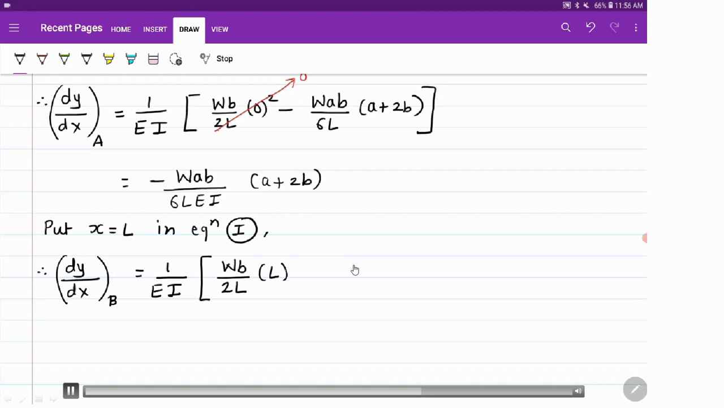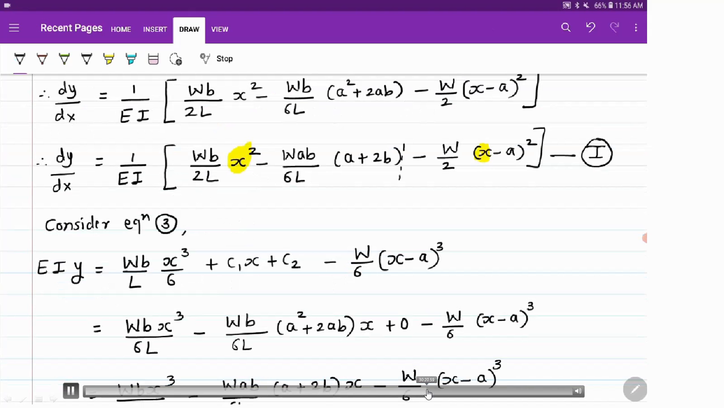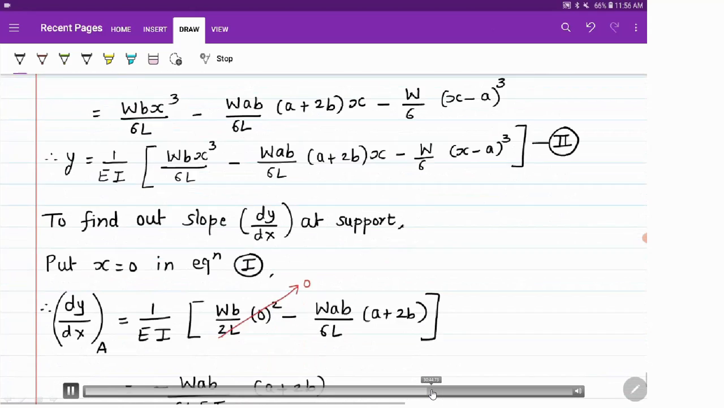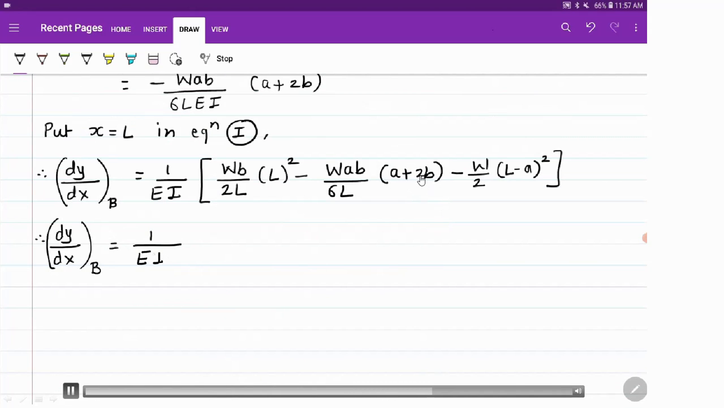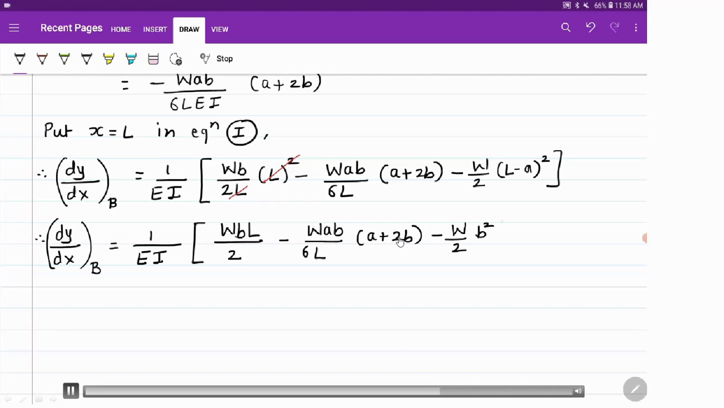So it is Wb by 2L into L square minus Wab by 6L into A plus 2B minus W by 2 into L minus A whole square. So wherever x is there, we have substituted the value as L in equation 1. So ultimately, L square and L, one L will get cancelled. This term is as it is, and L minus A is nothing but B.